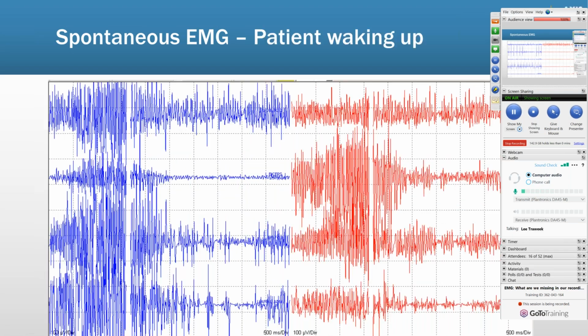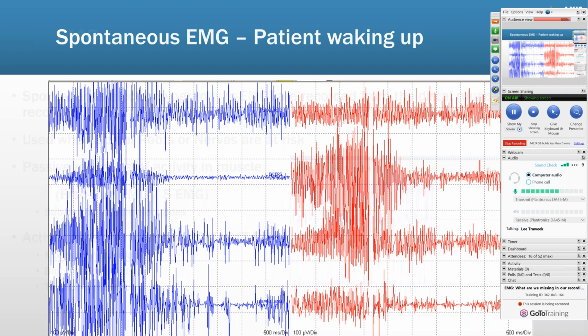So if the patient starts waking up and you're doing spontaneous EMG, you can look at the EMG activity and tell the patient is waking up, because every muscle will be contracting and it will have very large amplitude responses with a sinusoidal waveform and with a burst.